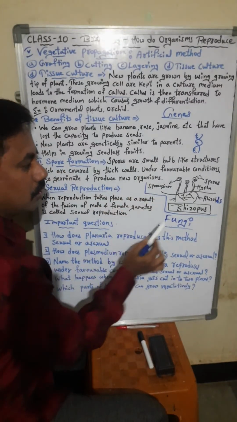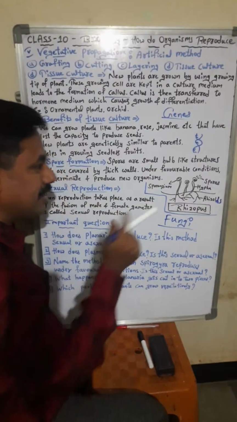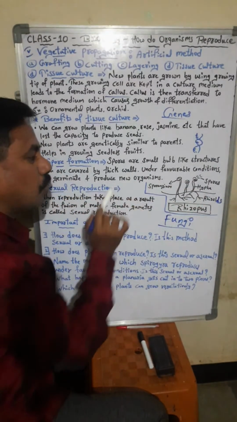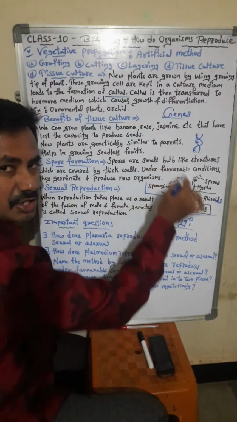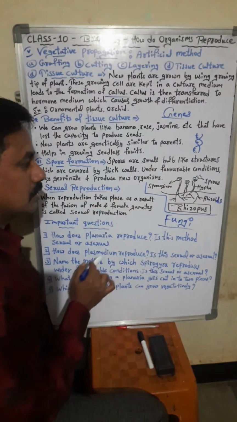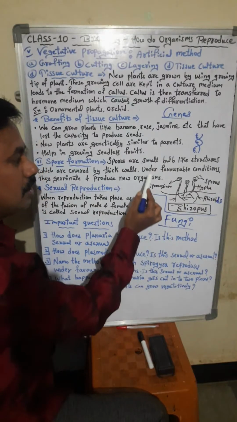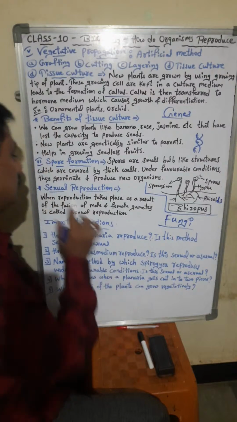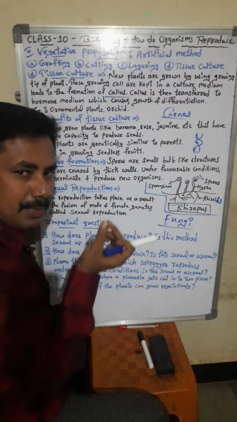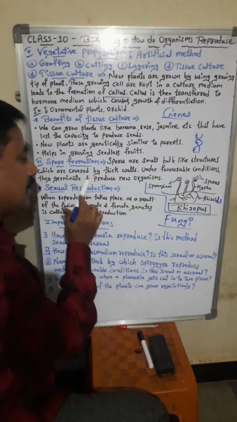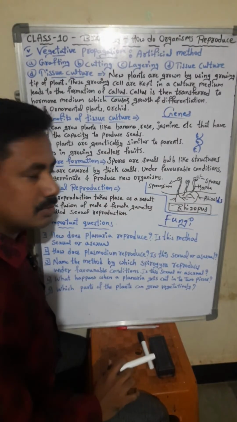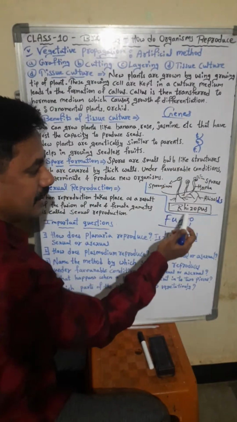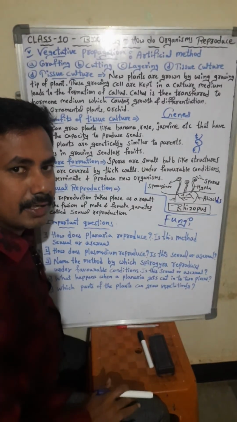Spores are very, very small bulb-like structures which are covered by thick walls. That is called a sporangium. Under favorable conditions, they germinate. Germinate means they grow and produce new organisms. Example is Rhizopus. You should write the definition and the example.